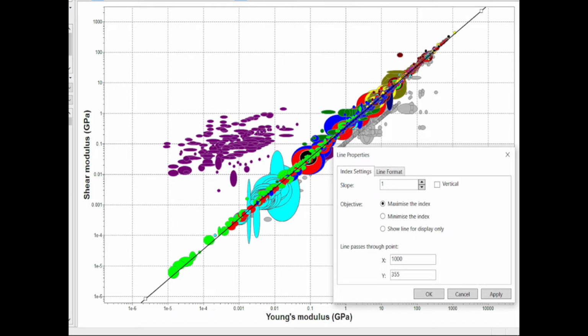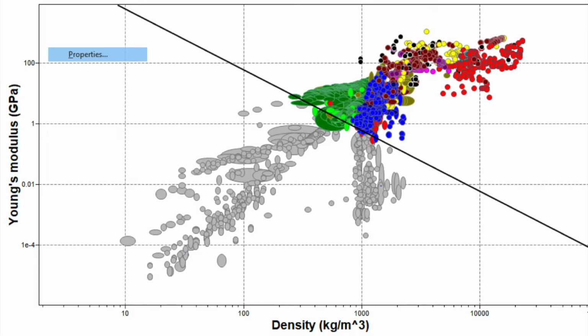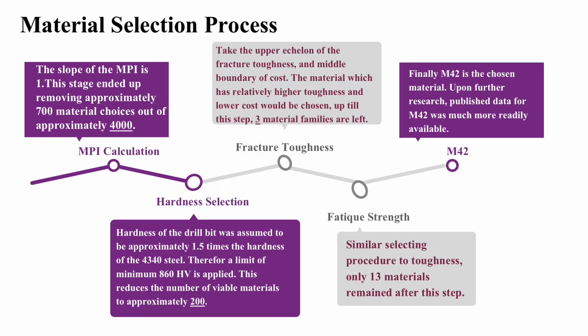Details of this MPI can be found in the report. The next stage applied known limits to the material base: the 850 Vickers hardness, and the lowest max operating temperature of 550 degrees Celsius. This reduced the number of choices to fewer than 200.